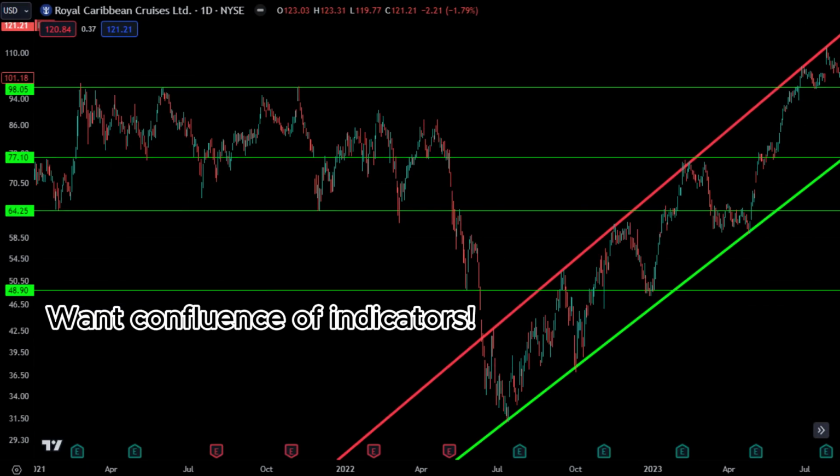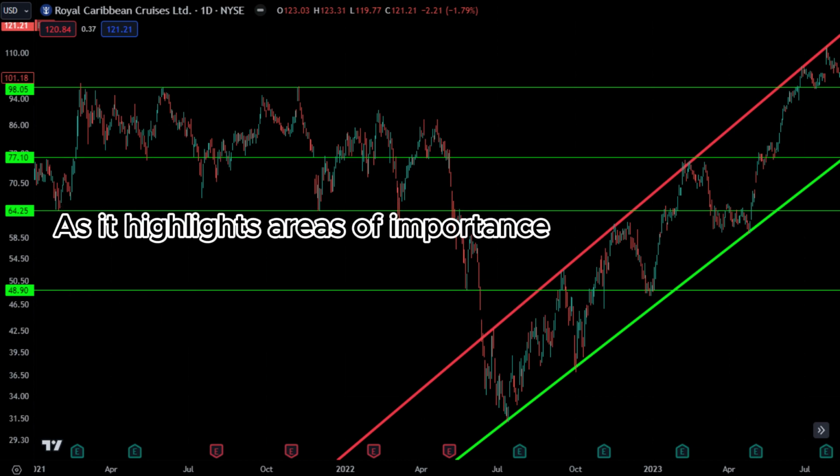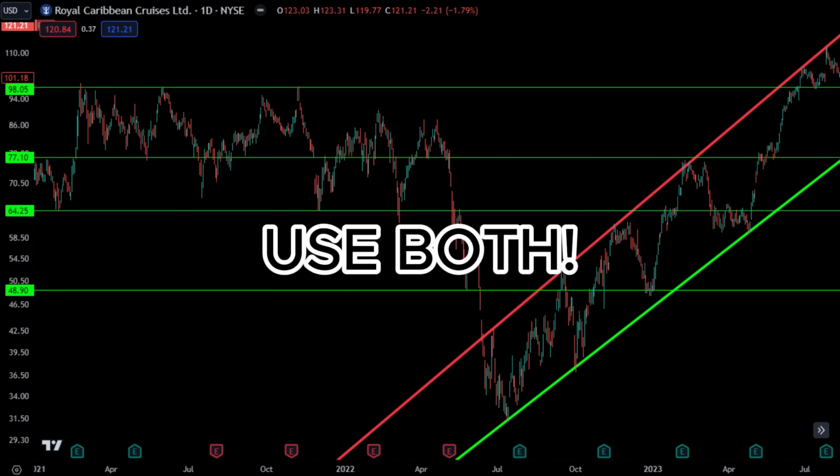In practice, traders often use both horizontal support and resistance and trend lines together to get a comprehensive view of price action. In summary, horizontal levels identify static price levels, while trend lines highlight the dynamic nature of trends. Both are valuable for technical analysis, and traders often use a combination for well-informed decisions.